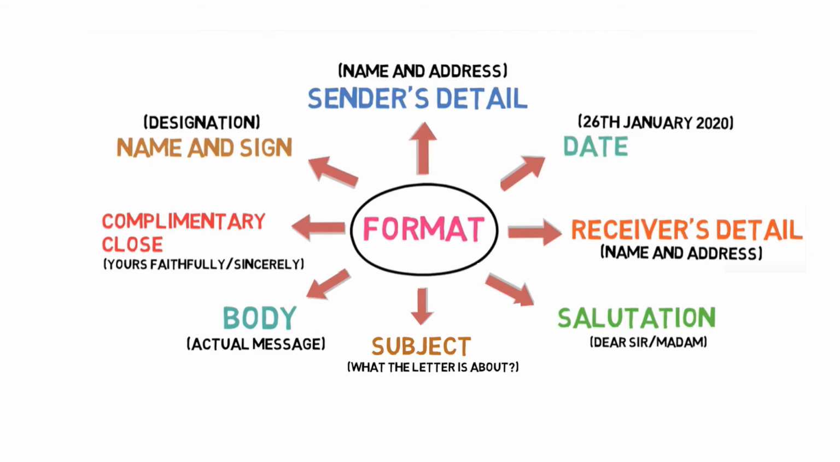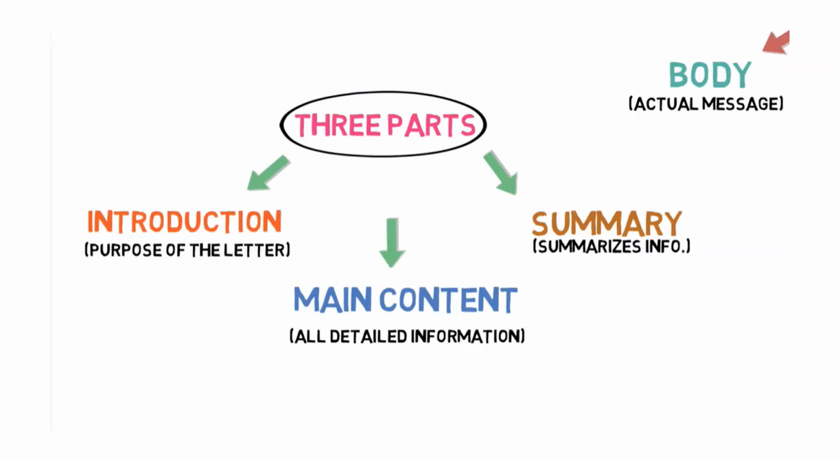Now my dear students, before moving ahead, let's have a look at the body of the letter. It includes 3 parts: introduction, main content and summary. In introduction, we write the purpose of the letter. In main content, all detailed information is added. Lastly, in summary, we summarize information. Now we know the steps to write a formal letter.